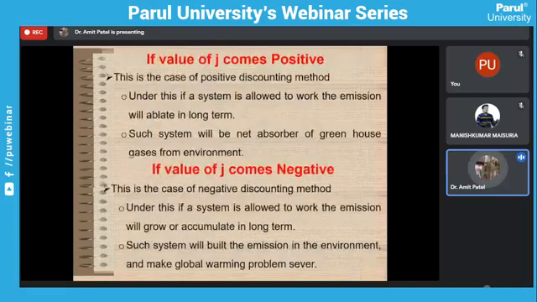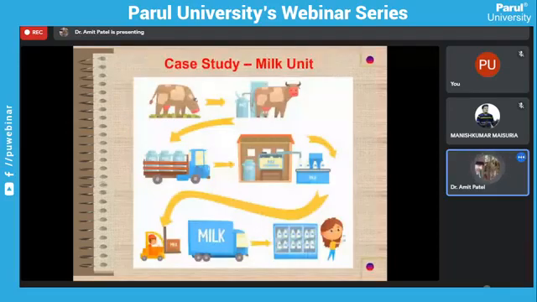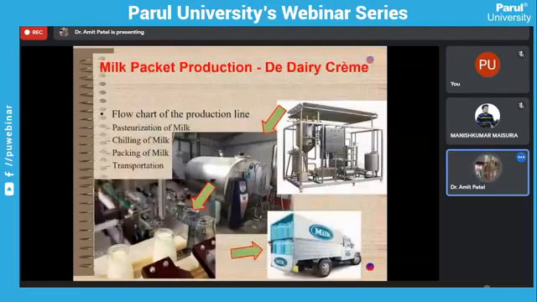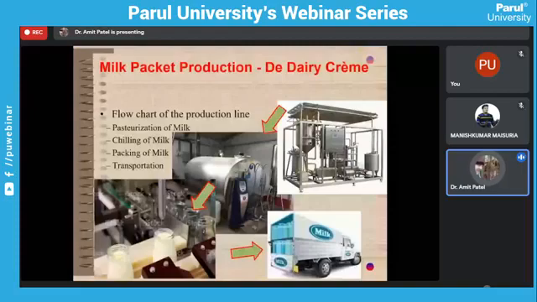So here what we are doing further is a case study of a simple milk unit. What is a milk unit? A milk unit where we are collecting milk, processing it, packing it and sending it for sale. That's it. So what are its different components? The different components are pasteurization first, then we store the milk for chilling purposes, then packing at some appropriate time and sending it for transportation.